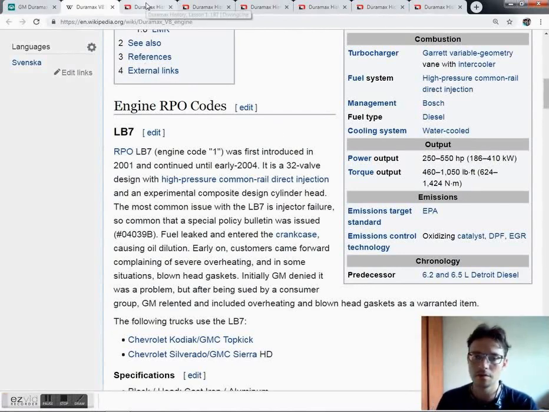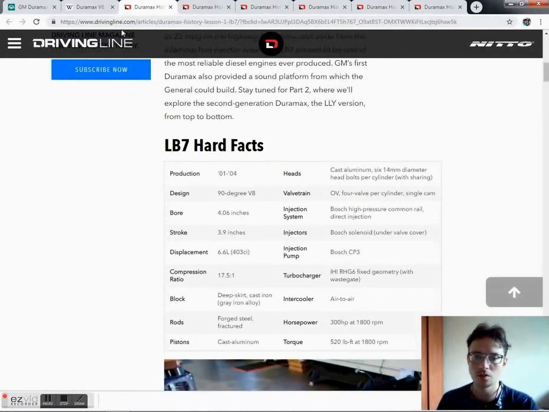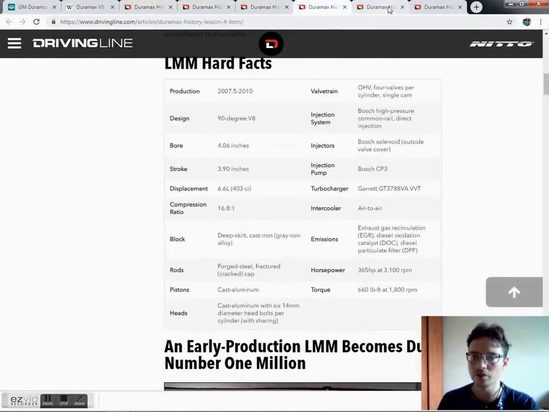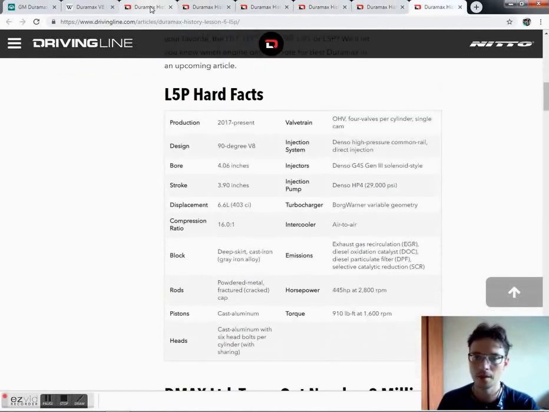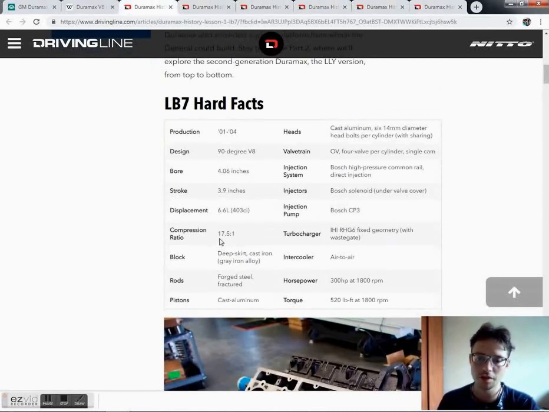There is an interesting site, the link to which I will add under the video, which tells the history of all generations of this engine. It had initially compression ratio 17.5 to 1, and a little bit unusual bore to stroke ratio. As you can see, bore is greater than stroke.